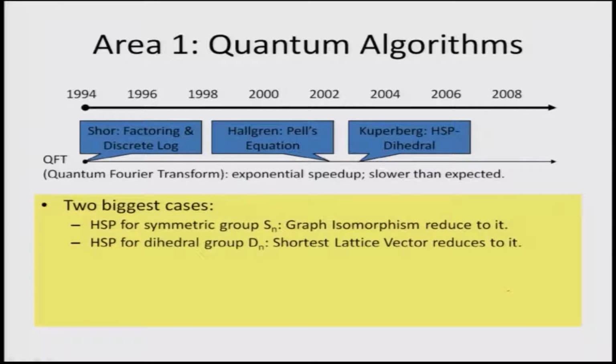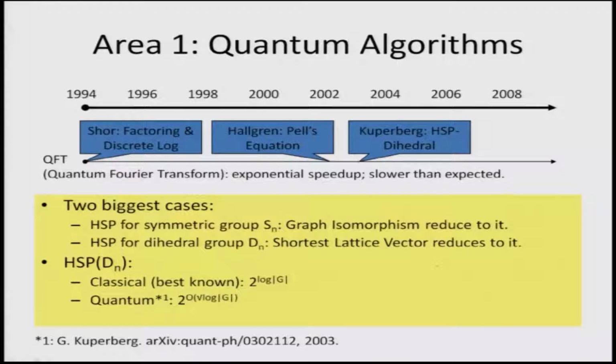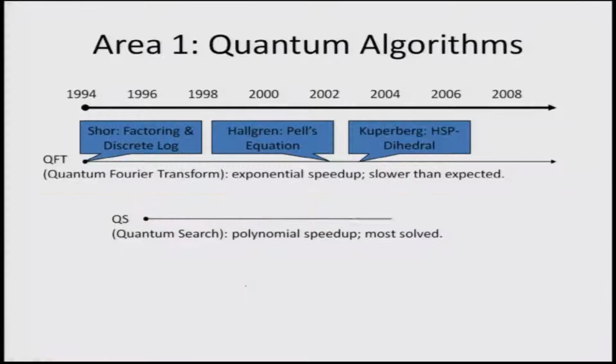So there are two biggest cases. One is graph isomorphism, which reduces to it for the symmetric group cases of S_n, whereas in the other, the dihedral case, the shortest lattice vector problem reduces to it. The best known classical algorithm for this particular case is of the order 2 to the power log |G|, whereas in the quantum case, as shown in recent work, it is of the order root log |G|.